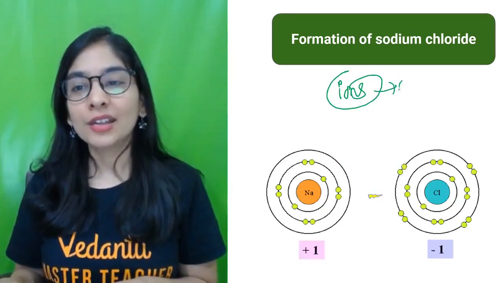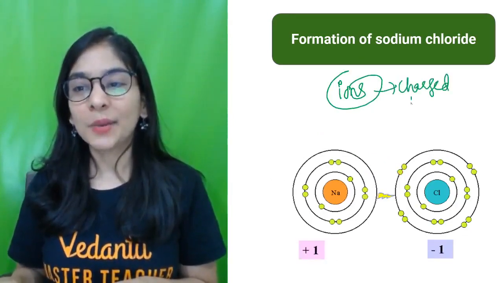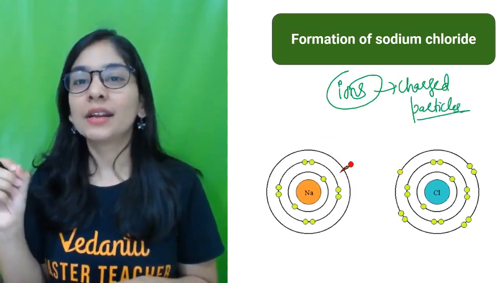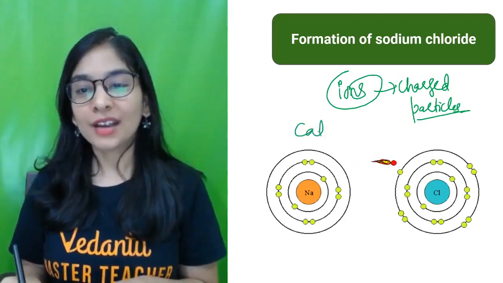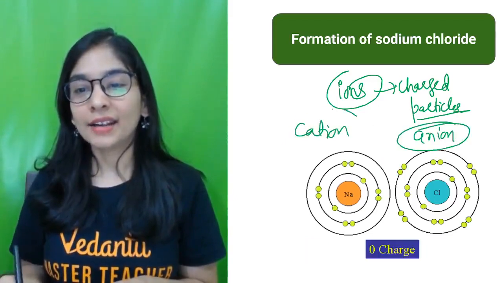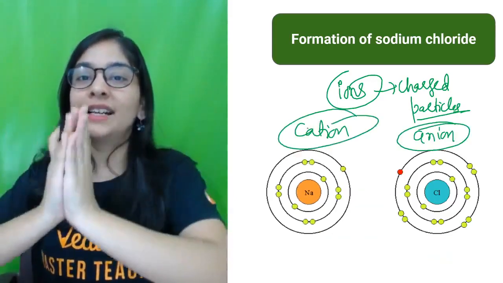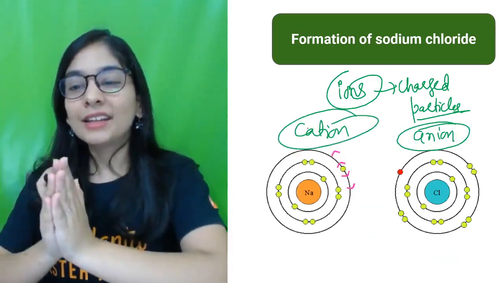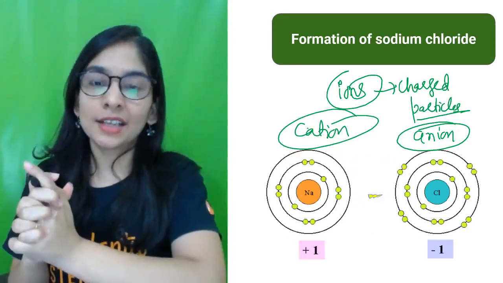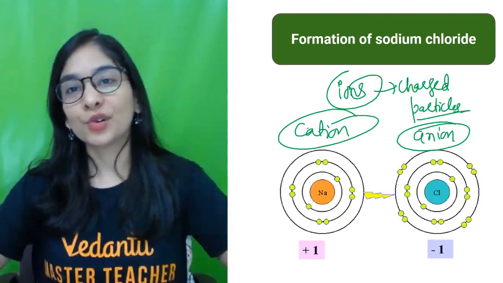What are ions? Charged particles. That's what we see, right? My metal will get a positive charge, non-metal will get a negative charge. Positive charge is called a cation, negative charge is called an anion, right? Opposite charges attract, and this sodium and chlorine are going to attract each other with a very high force of attraction called the electrostatic force of attraction.